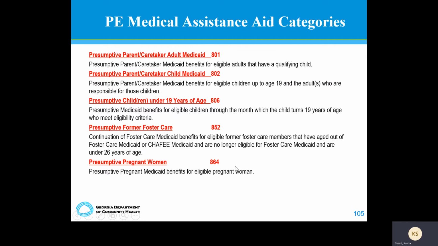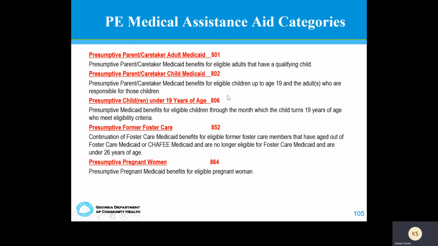So remember, these are our 8 categories that we looked at. So you have your parent caretaker. For the parent caretaker, there are 2 A categories. There's an 801 and there's an 802. So that means if a household was eligible for parent caretaker, they're all going to go in that A category, but you're going to put the adults in the 801 for the presumptive parent caretaker adult Medicaid, and then you're going to put the children in 802, which is the presumptive parent caretaker child Medicaid. So they're both in parent caretaker, but one is just for the adult and one is for the children.